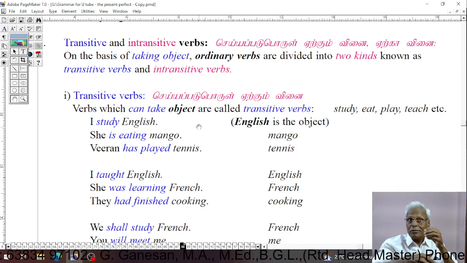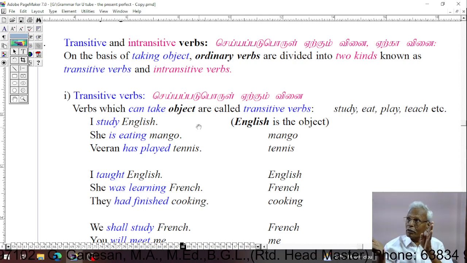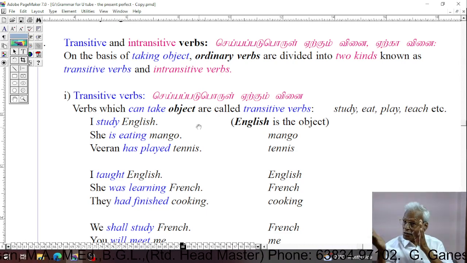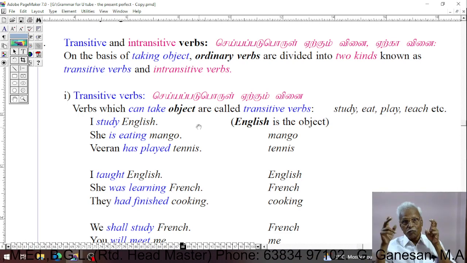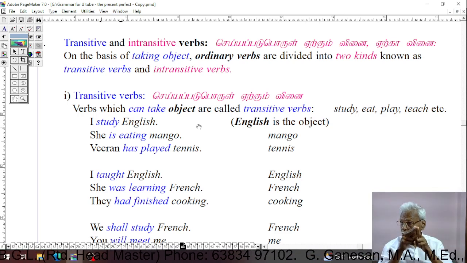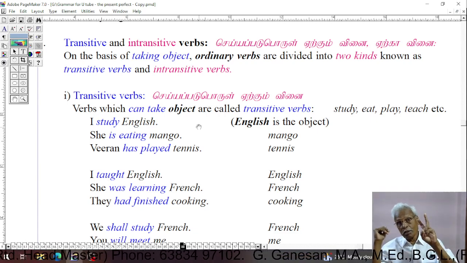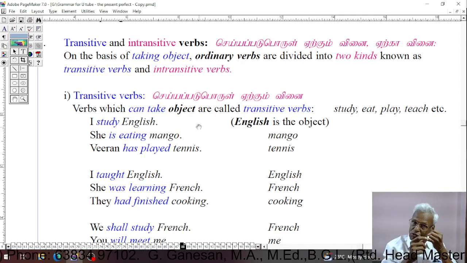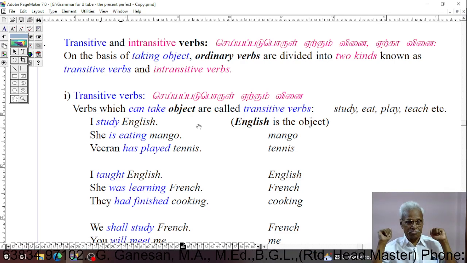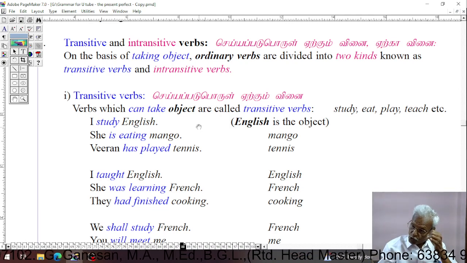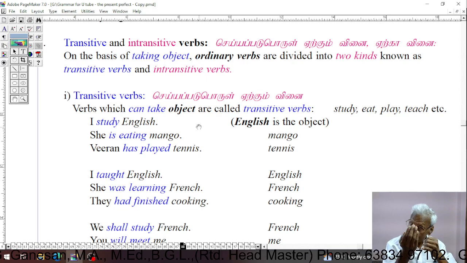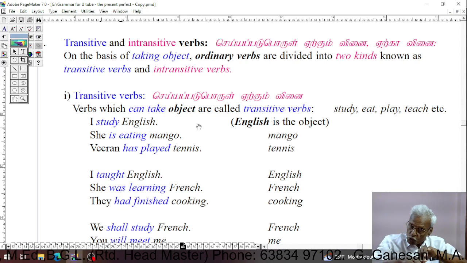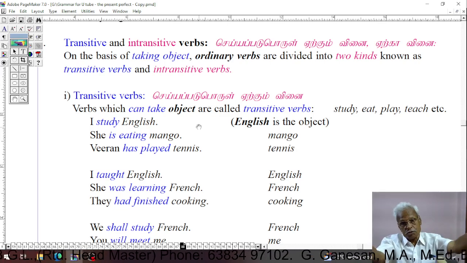Recording, taking object. English verbs are divided into two groups. Recording, taking object. Verbs are divided into two classes known as transitive verbs and intransitive verbs. The verbs which take object, the verb which would take object is called transitive verb. The verbs which cannot take object are called intransitive verbs. Okay?